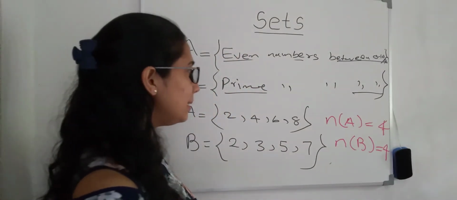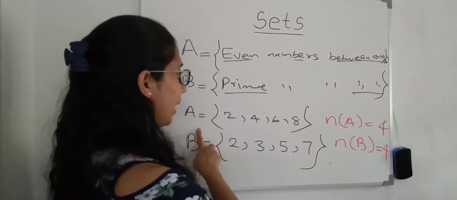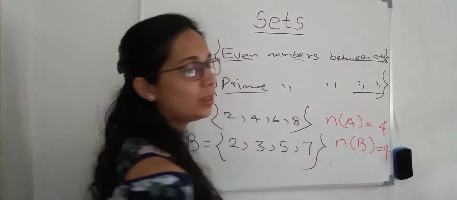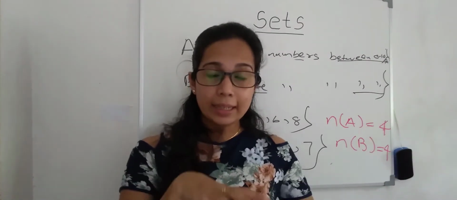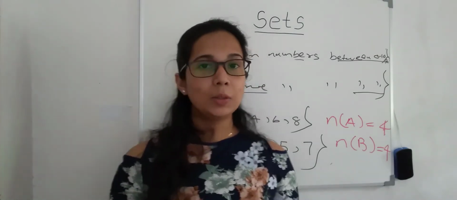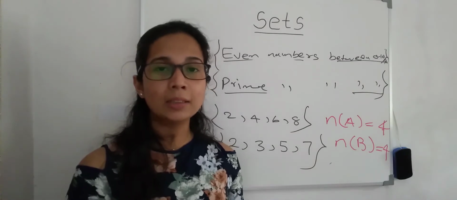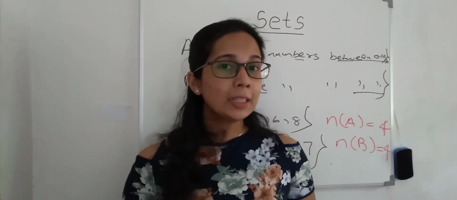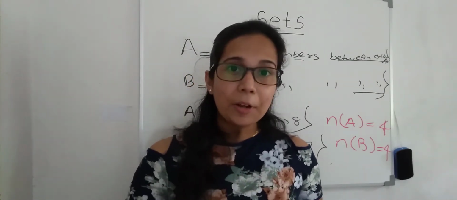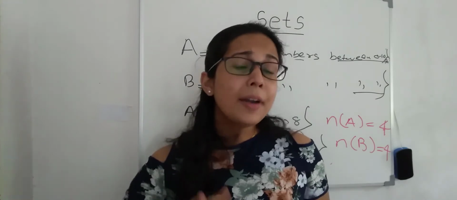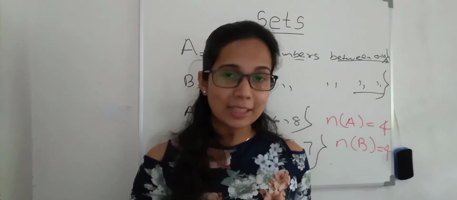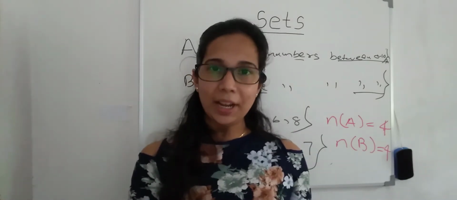Now you can clearly see that the number of elements in set A is 4 and set B also has 4 elements. The numbers of elements in both sets are the same. So these kinds of sets are known as equivalent sets. So what is meant by an equivalent set? Equivalent sets are sets which have equal numbers of elements.